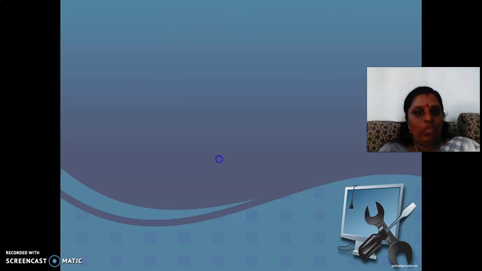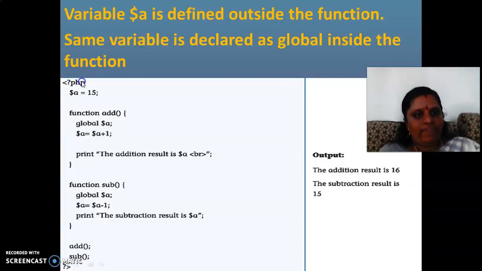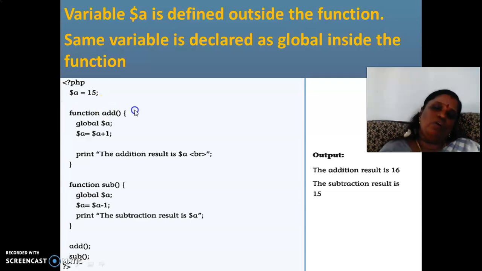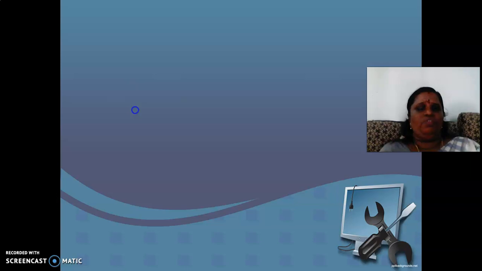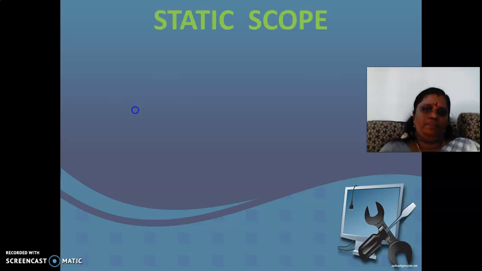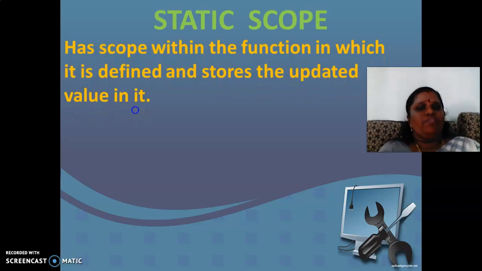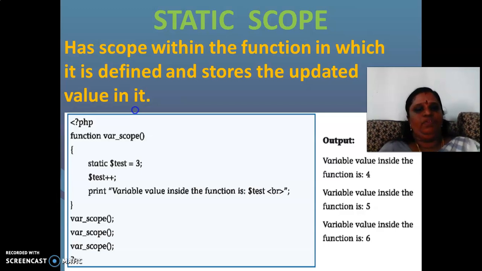Okay. So if you are doing anything with this A variable, it will be changing for the whole program, for all the functions. The next one is static. What is meant by static? It has scope within the function in which it is defined and stores the updated value in it. Okay, so here it also stores the updated value. This is the keyword for the static scope variable. Okay, so this is the example program.